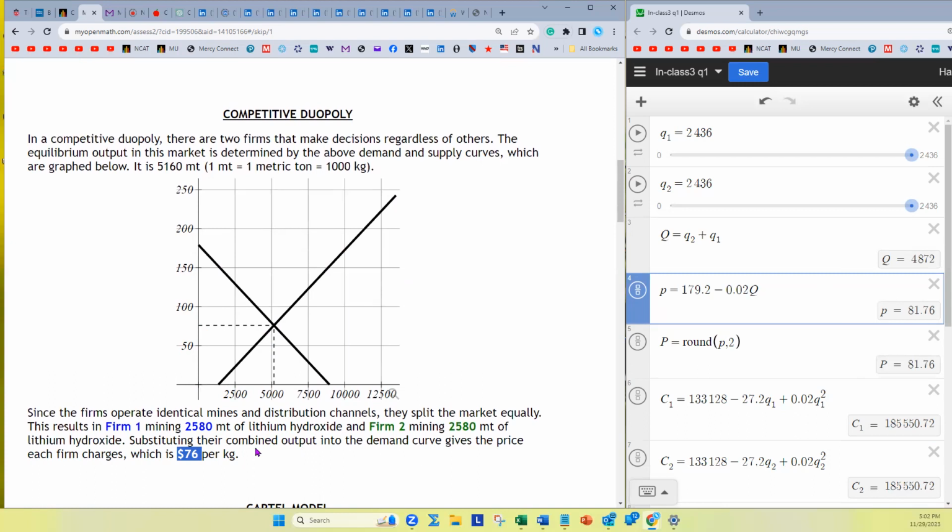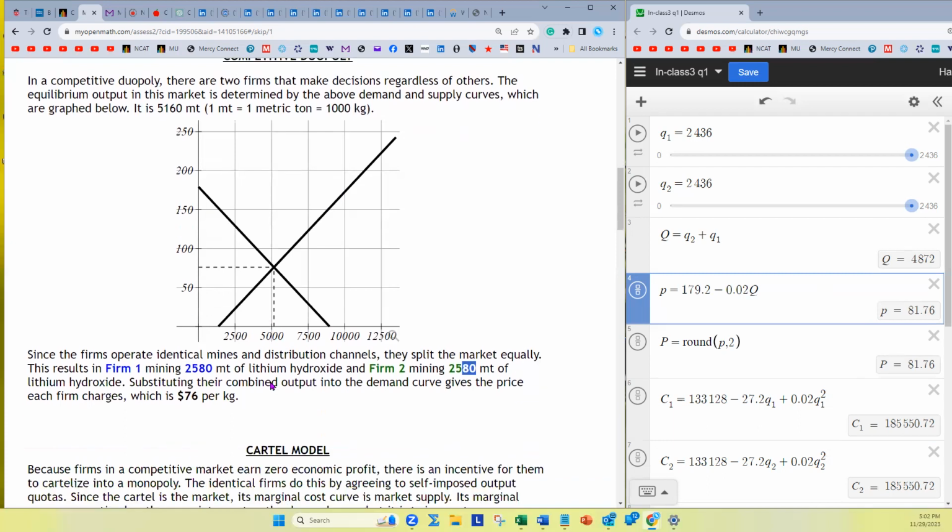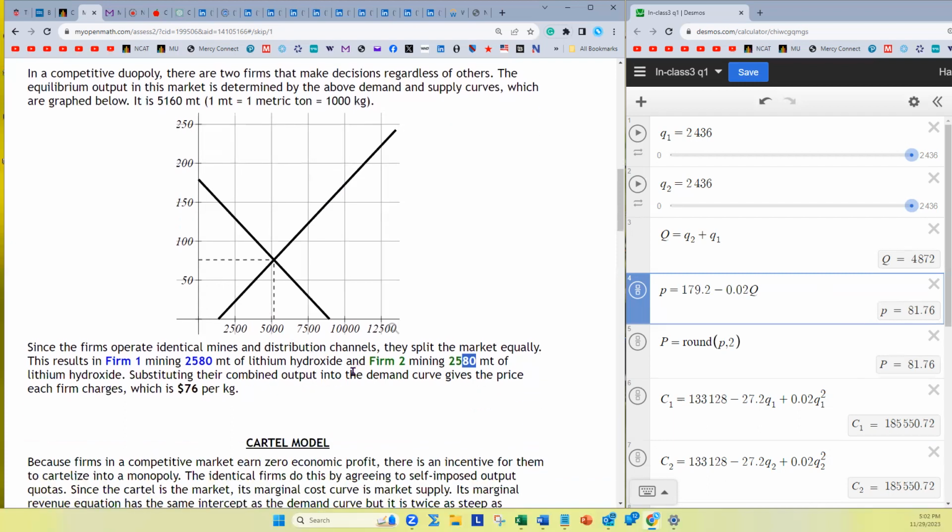The market quantity is split between the two firms. So firm one is mining 2,580 metric tons of lithium hydroxide, and firm two is mining the exact same amount. When you add these two together, 2,500 plus 2,500 is 5,000, right? 80 plus 80 is 160, right? So 160 plus 5,000 is 5,160. So this dashed line is 160 from this vertical line here at 5,000, right? That's the competitive equilibrium, right?